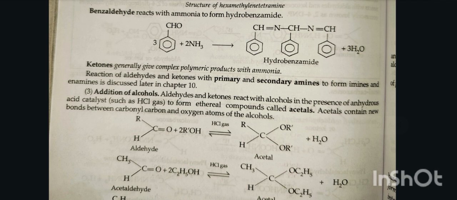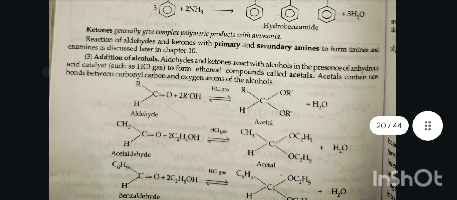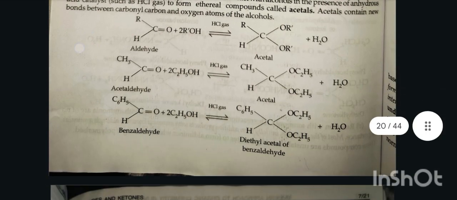The reaction of aldehydes and ketones with primary and secondary amines to form imines or enamines is discussed later in the next chapter, chapter 10. Third, addition of alcohols. Aldehydes and ketones react with alcohols in the presence of an anhydrous acid catalyst such as HCl gas to form compounds called acetals. Acetals contain new bonds between the carbonyl carbon and the oxygen atom of the alcohol.